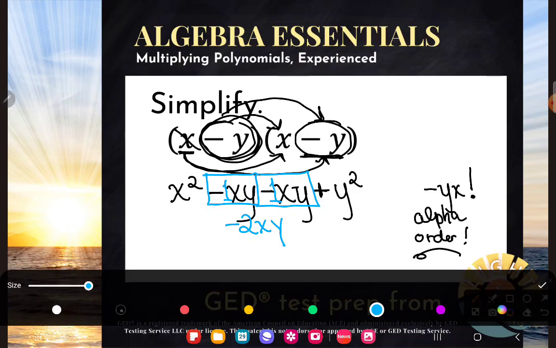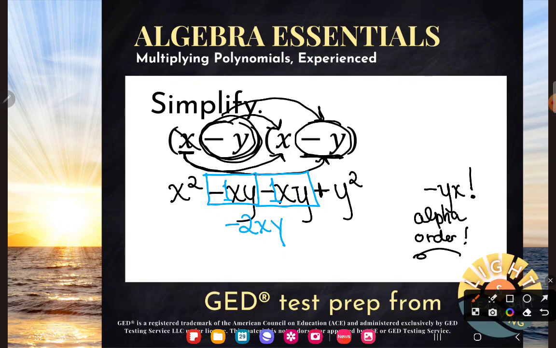See how many chances there are for errors here? It seems like this is an easier problem, but it can get pretty complex. Now there's no other x squared terms, I'll drop that. There's no other y squared terms, I'll drop that. And that is my final simplified answer. x squared minus 2xy plus y squared.